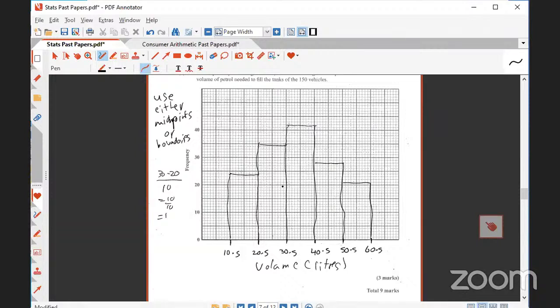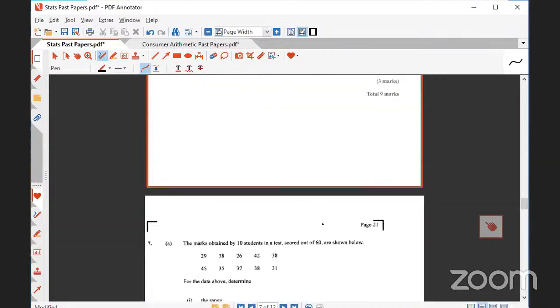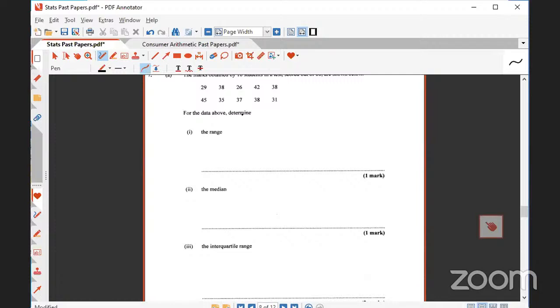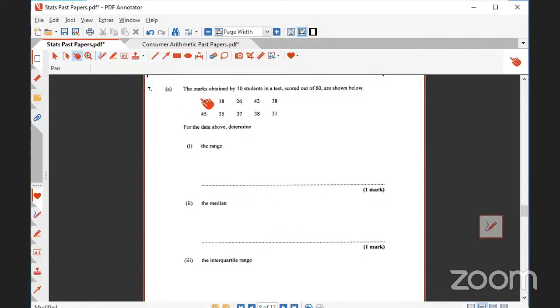All right, let's move on to another one here now. Look at this question. A lot of times when they ask us for the interquartile range or the semi-interquartile range, they actually give us a cumulative frequency, and then we find it from the cumulative frequency. But a lot of persons do not know how to find it when you are actually given raw data like we're given right here. It says the marks obtained by 10 students in a test scored out of 60 are shown below.